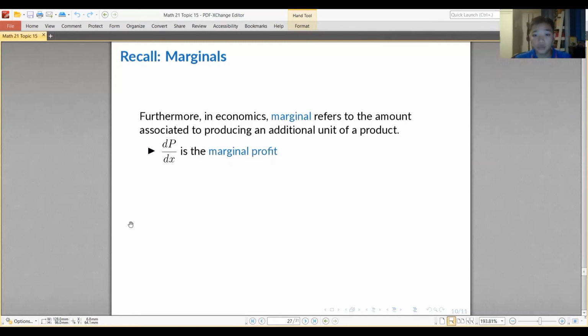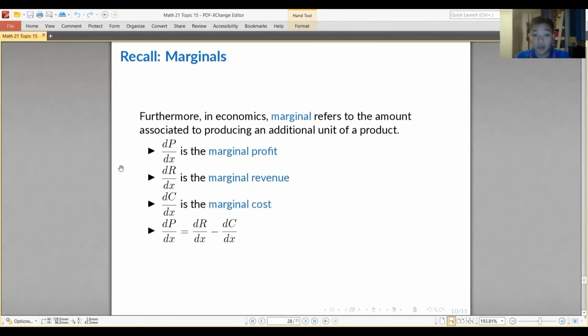So marginals refer to the amount associated to producing an additional unit of a product. So mathematically, a marginal is just the derivative. Since you're looking for the change in a function, you're just looking mathematically for the derivative of the said function. So if you want to look, for example, for the marginal profit, you're going to look for the derivative of the profit function with respect to x. And then it follows for the other functions.